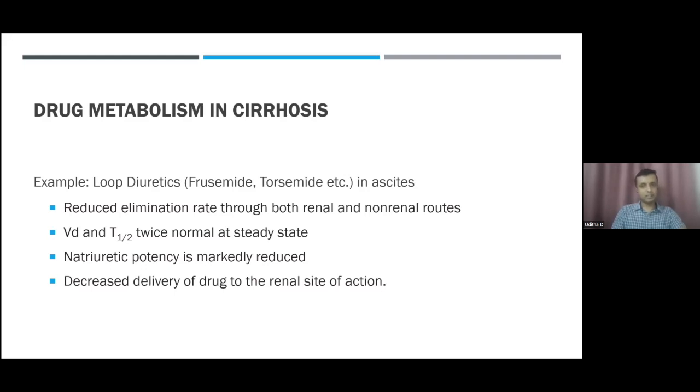So as you can see, there are a lot of potential effects on the drug metabolism and distribution due to cirrhosis, which means that it's very difficult to predict what the final outcomes will be, what the dosage requirements will be, what the dosage adjustments will be, because this is multifactorial.